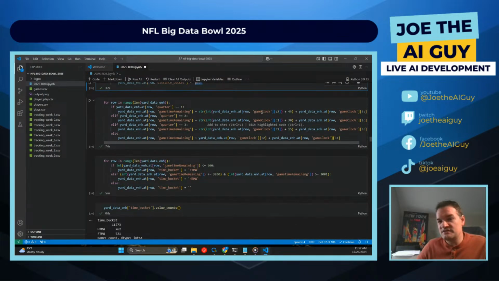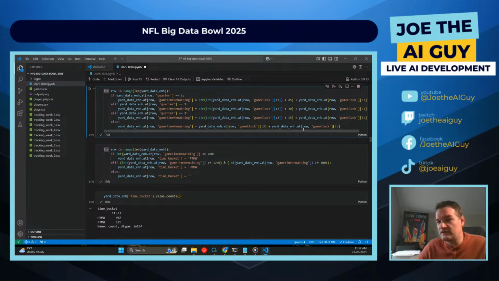Another thing about the data here is that the game clock only tells you the minutes and seconds remaining in a quarter. So it doesn't tell you the full time that is left in the game. So if it's the first quarter, I add 45 minutes to that clock. If it's the second quarter, I add 30 minutes. And then 3rd quarter, I add 15. Then if it's the 4th quarter, we're just leaving it exactly the same.